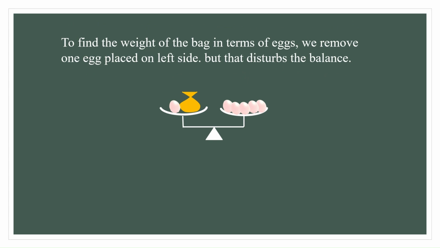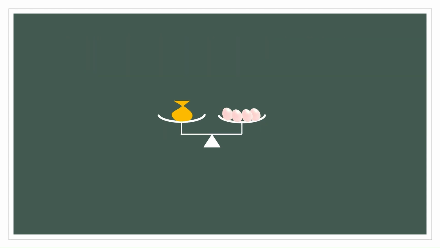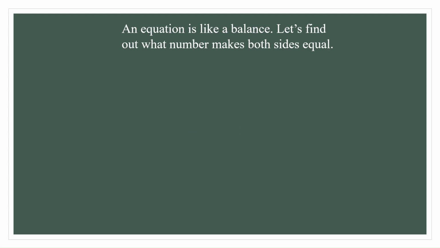To find the weight of the bag in terms of eggs, we remove one egg placed on the left side. But what happens? That disturbs the balance. So to maintain the balance, we have to remove an equal quantity, that is 1 egg, from the right side. So by doing this, we find that the bag gets balanced with 4 eggs. An equation is like a balance. Let us find out what number makes both sides equal.